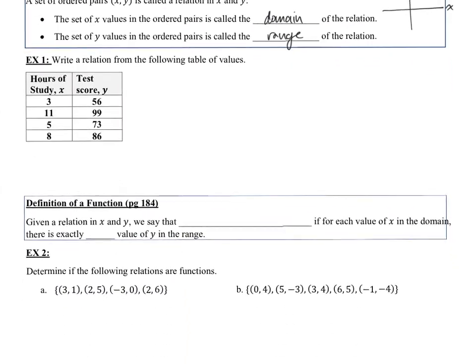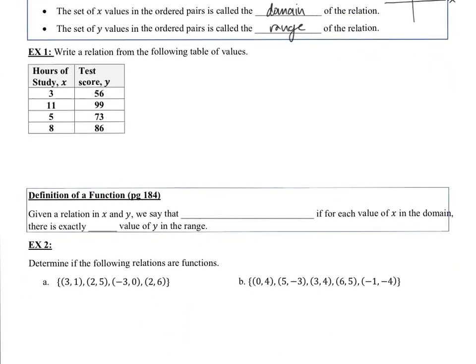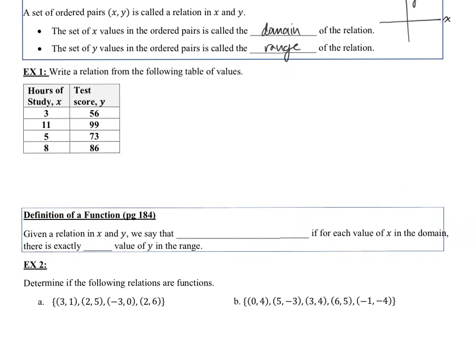All right, so for example one, write a relation from the following table of values. So we're going to go ahead and do an ordered pair. Let's see, our relation. So we have the x values and the y values. We're going to write them as ordered pairs. So 3 is paired up with the 56. Then the 11 is paired up with the 99. Go ahead and see if you can fill out the other two. All right, so the next one is 5 and 73, and then 8 and 86.